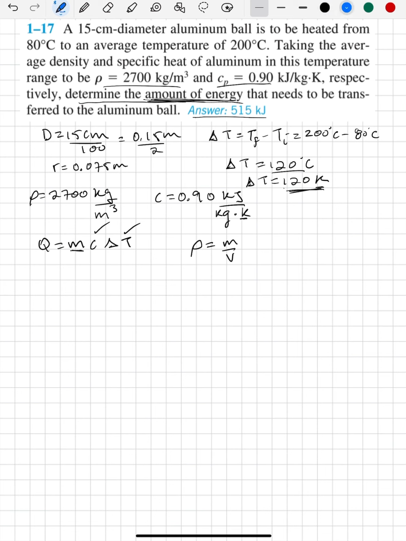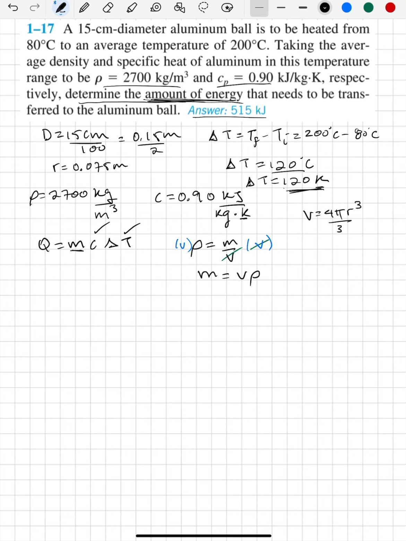Okay. I want to isolate the mass. In order to do that, I need to multiply by volume, both sides of the equation. If I do that, volume cancels out. And so then I end up with mass is equal to volume times the density. One thing that I do need to write in here is the formula for the volume of a sphere. And that is volume is equal to 4 pi r cubed divided by 3. Okay. I can plug that in there. I could just find the volume separately. Doesn't matter.